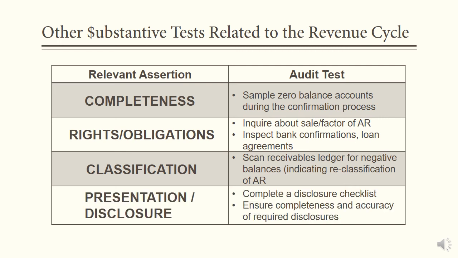And finally, presentation and disclosure. The auditor completes a disclosure checklist to make sure that the numbers reported in the financial statements and the disclosures that support the financial statements are complete and accurate.